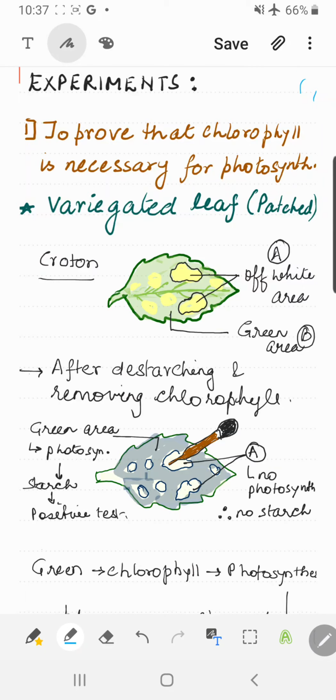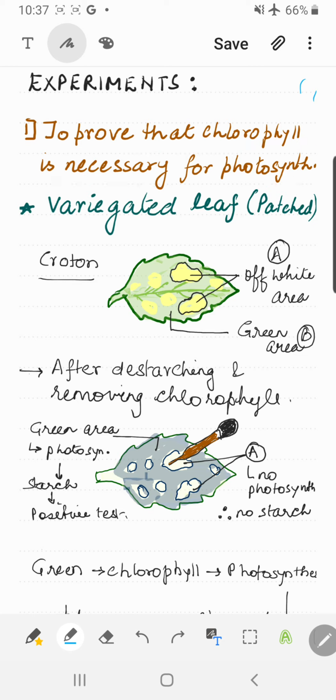Alright, children, so let us proceed with our first experiment, that is to prove that chlorophyll is necessary for photosynthesis. All the raw materials that are required in the photosynthetic equation, that is sunlight, chlorophyll, and carbon dioxide, this is what you have to prove are necessary raw materials. Without any of these, if anyone is missing, photosynthesis will not take place.